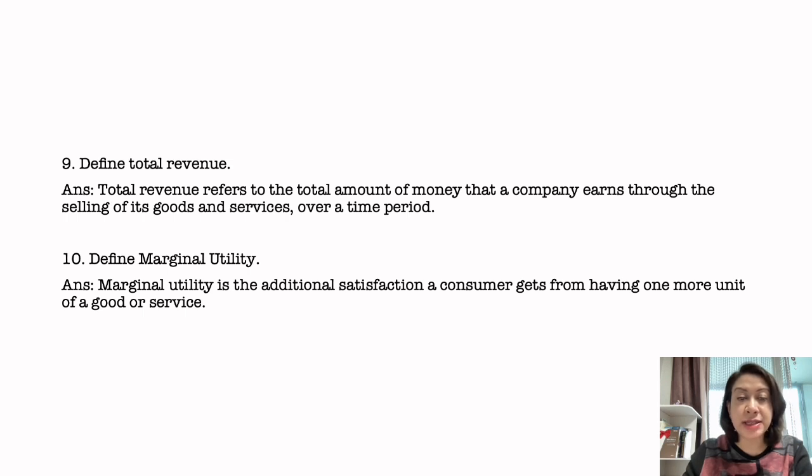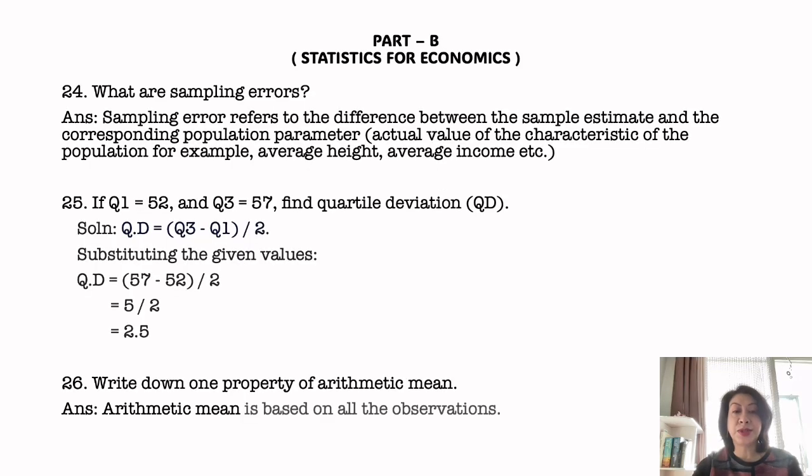Marginal utility is the additional satisfaction a consumer gets from having one more unit of a good or service. Let us proceed to part B, which is on statistics for economics. Question number 24. What is sampling error?